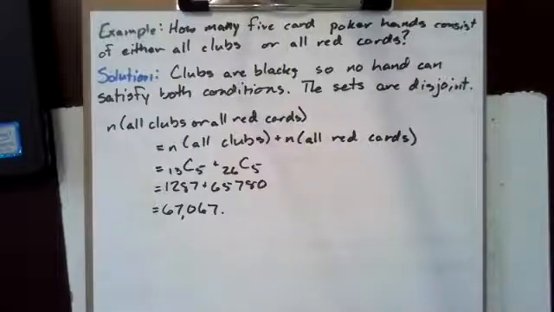Number of hands that are all clubs, there are 13 clubs in the deck, 13 choose 5. The number of hands that are all red cards, there are 26 cards in the deck, so that's 26 choose 5. That's 1,287 plus 65,780, which is equal to 67,067.